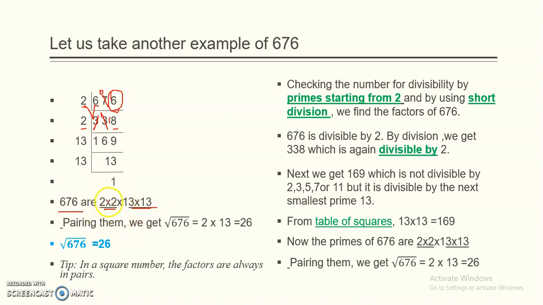Now by pairing them and representing each number, we get 2 is represented by 2 into 2, and 13 is represented by 13 into 13. So the square root of 676 is the product of 2 into 13, that is 26. Now, a small tip: in any square number, factors are always in pairs. Have you noticed that? You have a pair here, you have a pair here. So we notice that in a square number, the factors are always in pairs.